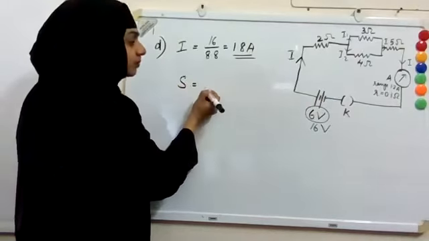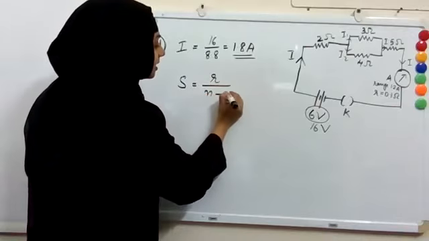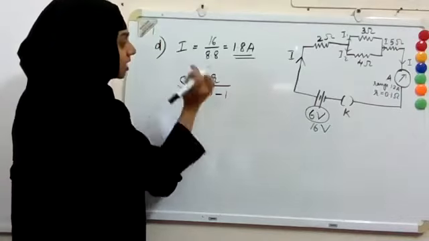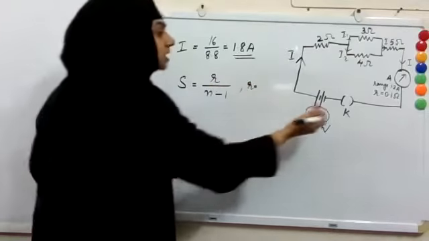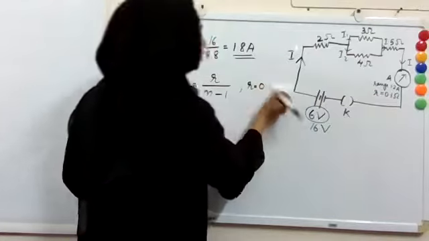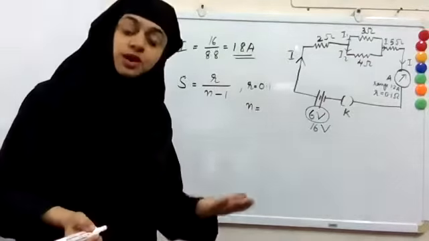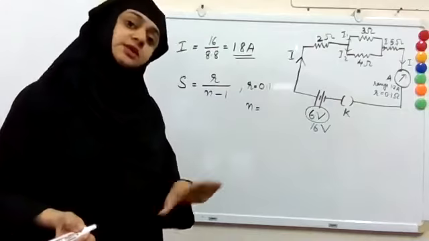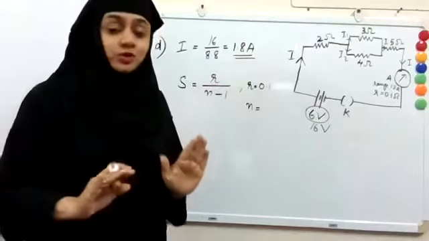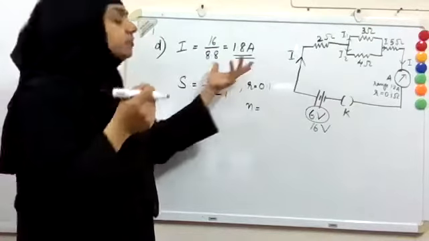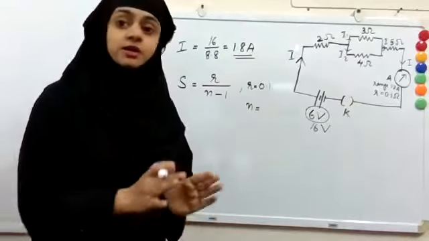S is equal to, you have learned the formula, R divided by n minus 1. Where R, it is given the internal resistance of the ammeter 0.1. And what is n? n is the new range divided by the old range. New range, you can put any value more than 1.8 ampere. That will be fine. But here, let me put 1.8. Even if you put 2 ampere or 1.9 ampere, it will be fine.